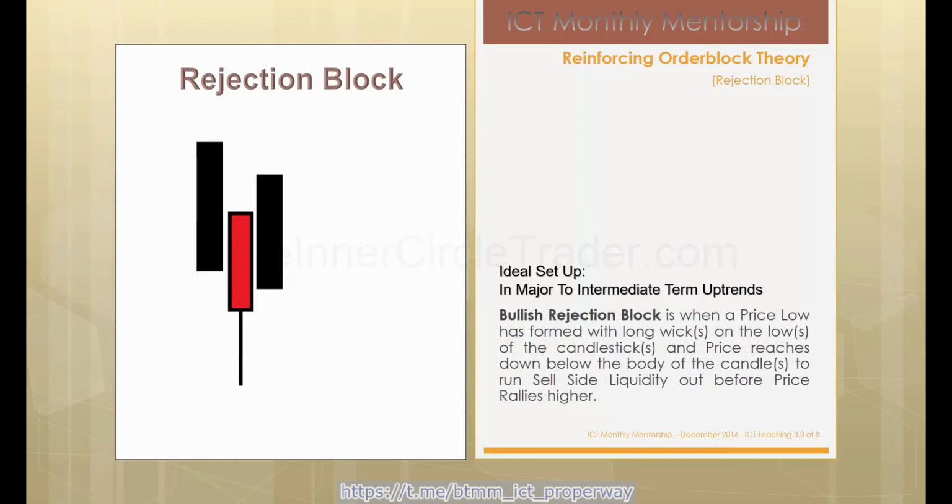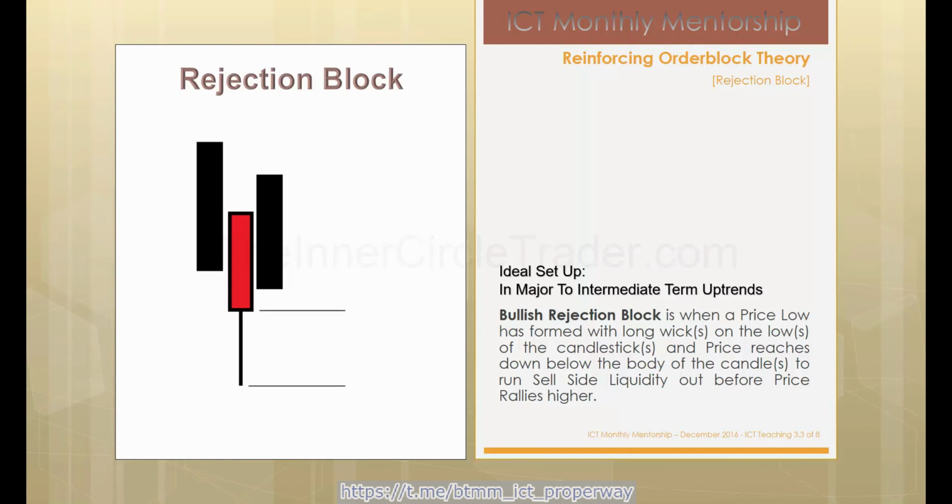So a rejection block for the bullish side of the marketplace is, in ideal scenarios, in major to intermediate term uptrends. And a bullish rejection block is when a price low has formed with a long wick or wicks. It could be formed over multiple candles. And the low or lows of the candlestick or candlesticks, again, it's not limited to just one candle. And price reaches down below the body of the candle to run the sell side liquidity out before price rallies higher.